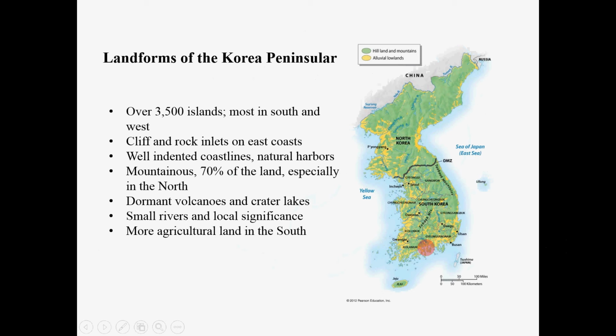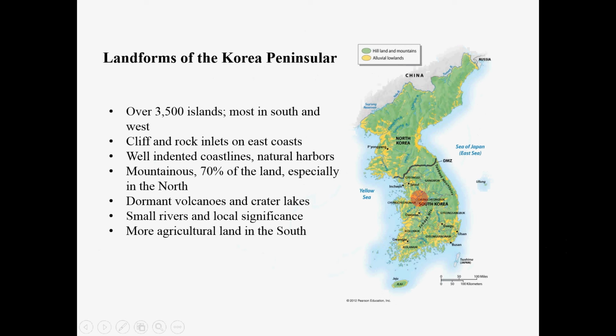Korea is also largely mountainous, and 70% of the peninsula is covered with mountains, especially in the north with many high mountains. But with mountainous areas, you have the advantage of minerals that are important for industrial development. Korea also has many dormant volcanoes and crater lakes along the North Korea and China borders.